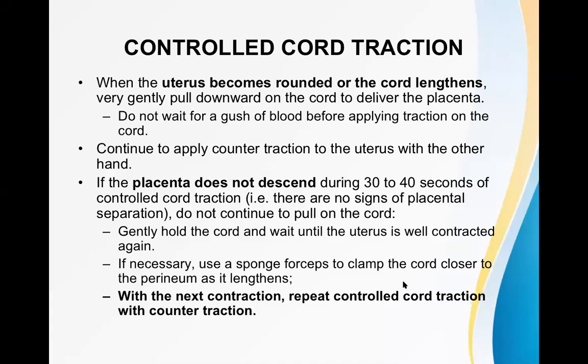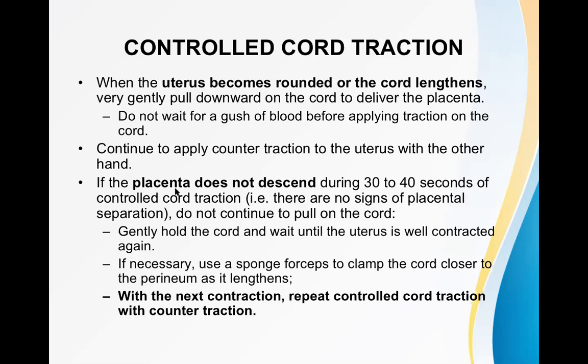Let's talk something more about controlled contraction here. When the uterus becomes rounded, that means a well contracted uterus, or the cord progressively lengthens, very gently pull the cord downward to deliver the placenta. You all know this point, isn't it? We are talking about this process now. Do not wait for a gush of blood before applying traction on the cord. When the gush of blood comes, you already know the placenta is separated. Continue to apply counter traction to the uterus with the other hand, otherwise there is a high chance of inversion of the uterus. So this is a very important step.